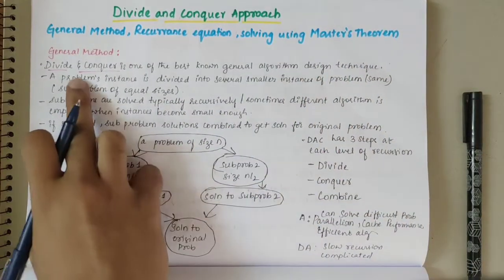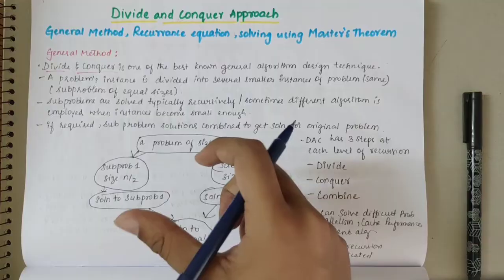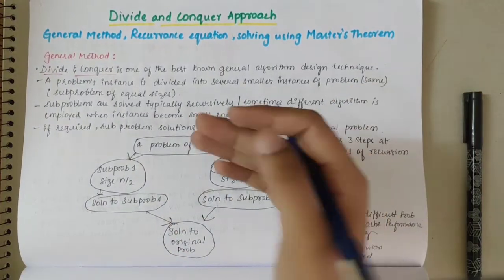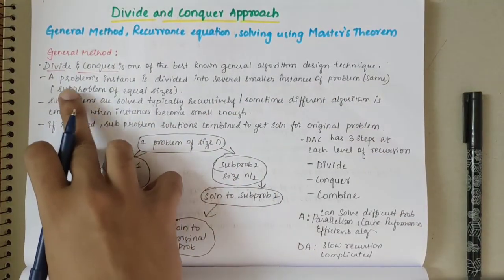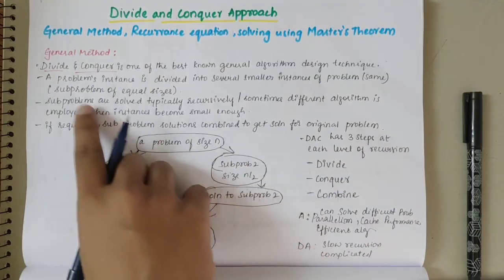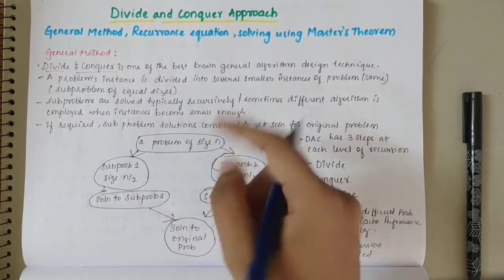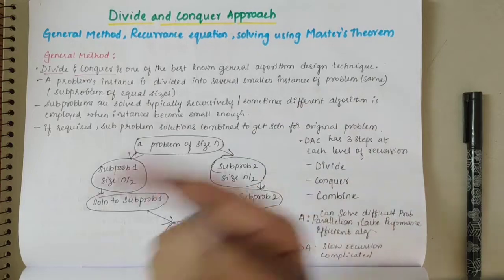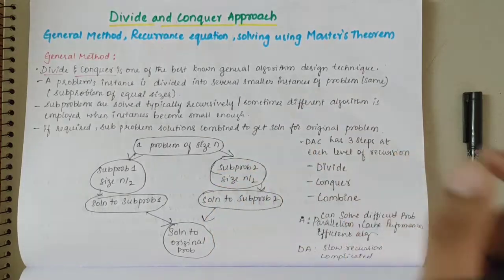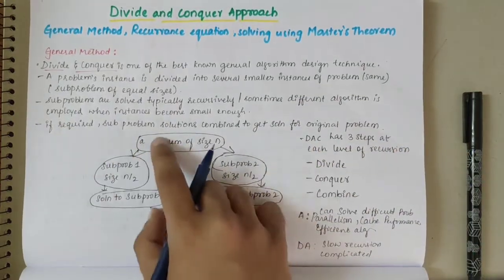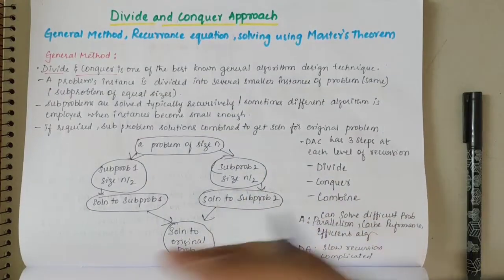In this, a problem instance is divided into several smaller instances of the same problem. Here we create subproblems of equal sizes. These subproblems are solved typically recursively. Sometimes a different algorithm is used to solve each subproblem. If required, subproblem solutions are combined to get the original solution.